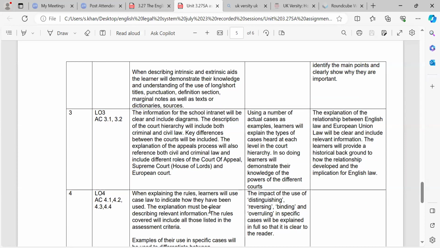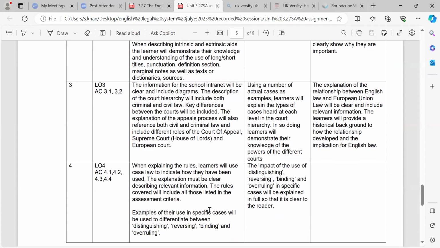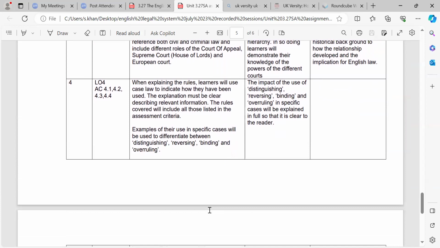So they must demonstrate that they have a knowledge of the powers of different courts, but also the relationship between English law and European law. Now, in learning task 3, learning outcome 4, AC 4.1, 4.2, 4.3 and 4.4, learners will use case law to indicate how they've been used. Also, the learner must be clear in describing relevant information. The rules will include all these listed.